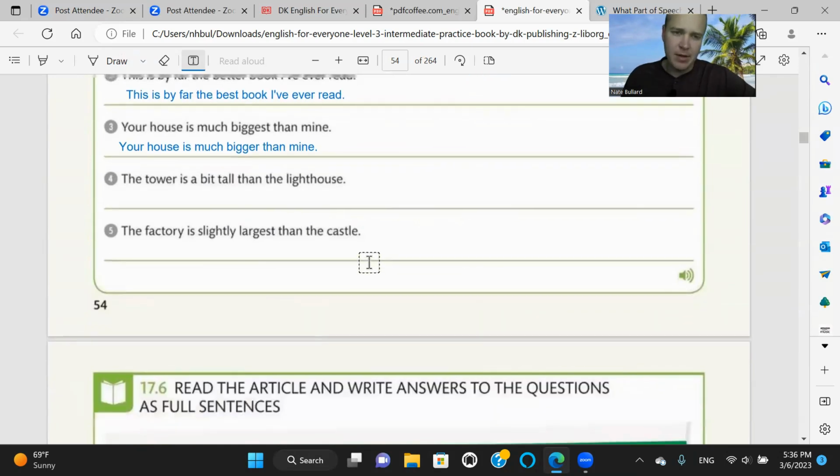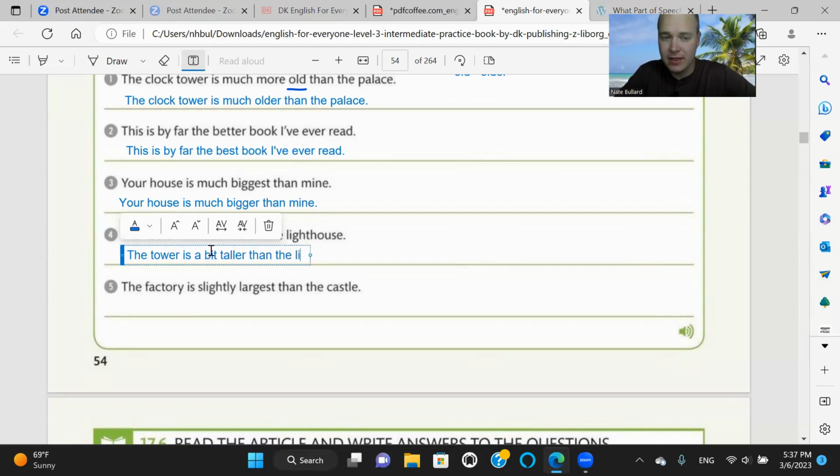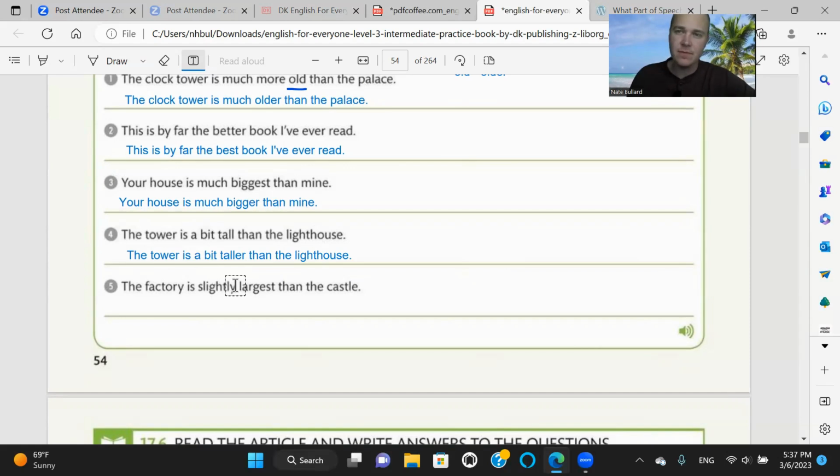The tower is a bit tall than the lighthouse. This one should be the tower is a bit taller than the lighthouse. A bit taller. Taller. Más alto. We're comparing the tower and the lighthouse. The tower is a bit taller.